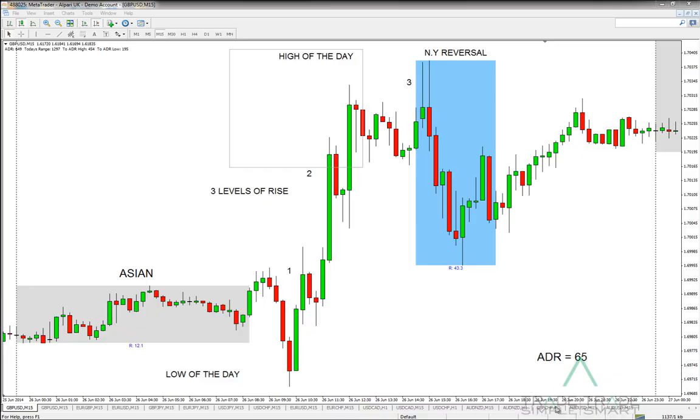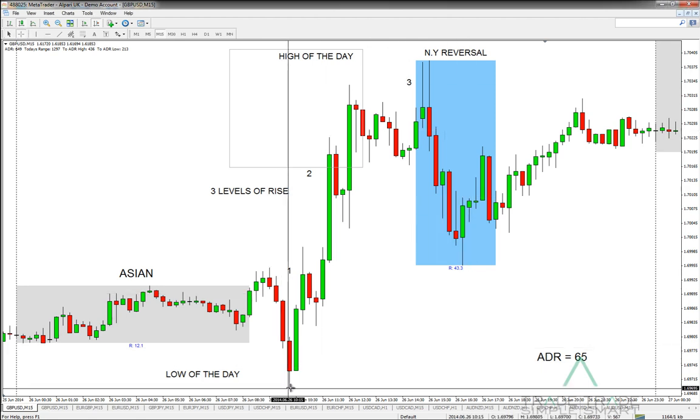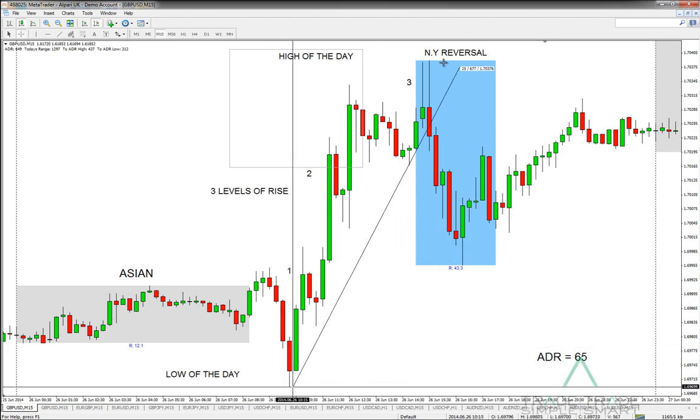In terms of an uptrend, we'd use the exact same technique, but obviously in reverse. So in an uptrend, in this example, we have 3 levels of rise prior to the open of the New York session. Again, we have the ADR at 65. So we're going to check from the low to the high of the trading session.